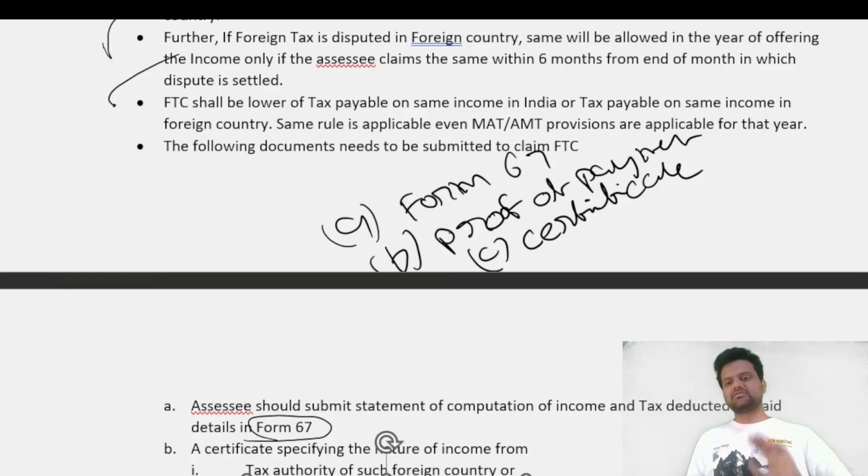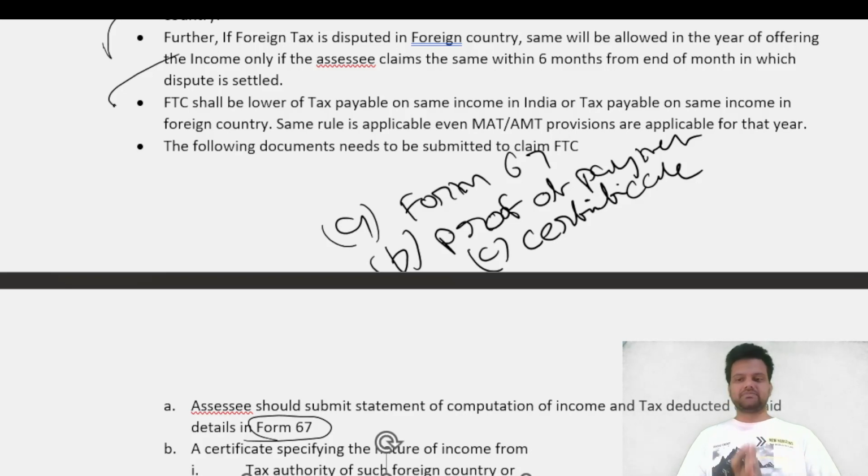A certificate, just like Form 16 or Form 16A in India, that the foreign country has to provide, or a self-declaration by the SSC. The SSC by himself also can provide a self-declaration certificate that this is the source of income that I have, this much tax deducted, etc. He can actually make a self-declaration also. And the third option is he can get this certificate from the foreign tax authority also. If the tax authority is issuing that certificate, he can get it from there also.